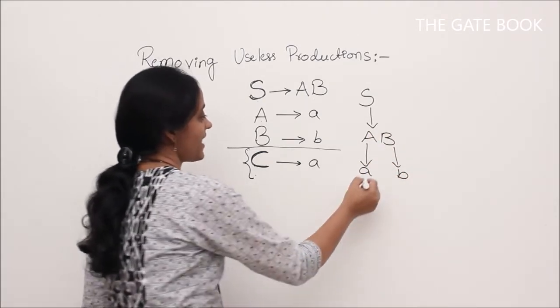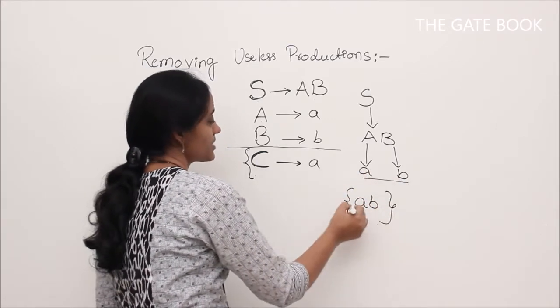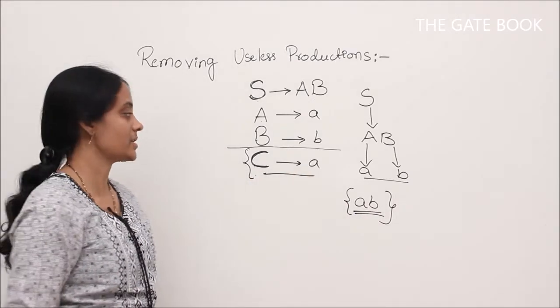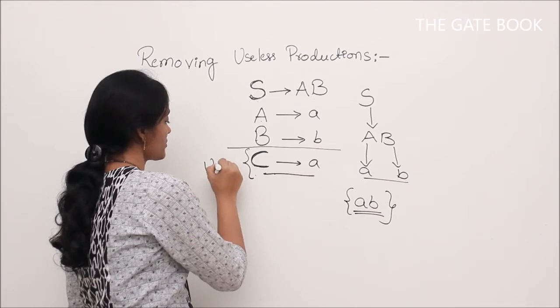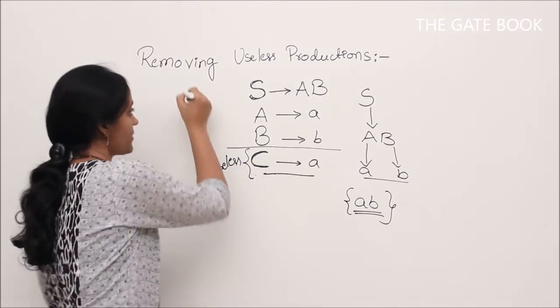But what is the final language we accept? We accept only the string AB, right? But to generate this string, we never go to this production. We never use that production. So that's why this is a useless production. Similarly, suppose we have a grammar like this.